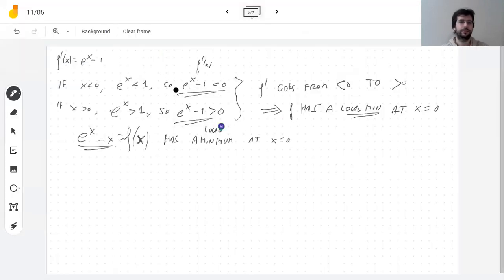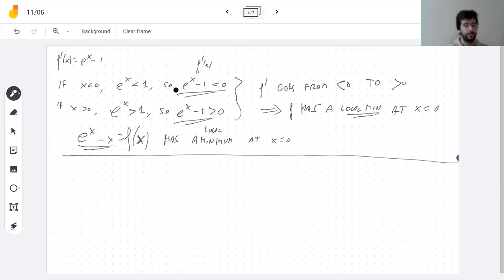By the way, this function is defined on every number, so it's not a closed bounded interval. So there's no guarantee that it has a global minimum. For example, it doesn't have a global maximum. But while we're here, is this a global minimum? It sure looked like it.